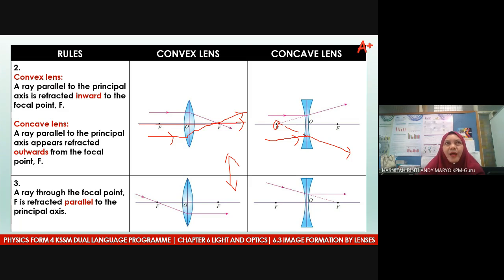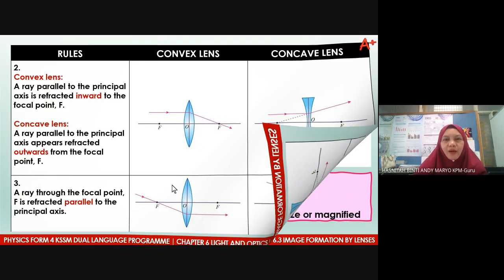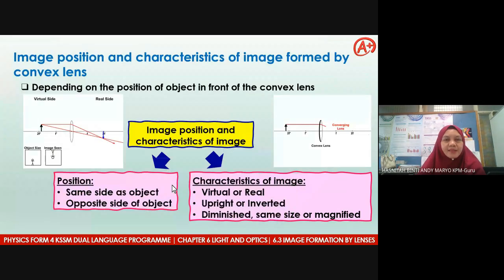Later, students, when we draw a ray diagram in order to determine the characteristics of the image, you must use at least 2 out of 3 of these rules to find the intersecting point where the image forms. Either you use the first and second rule, the first and third rule, or the second and third rule, depending on the position of the object given. Later we will practice how to draw the ray diagram, applying these 3 rules. Okay, then next.